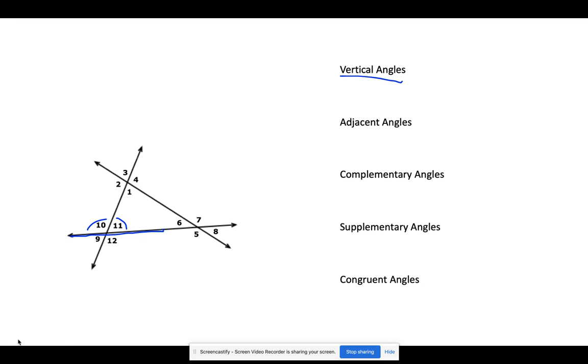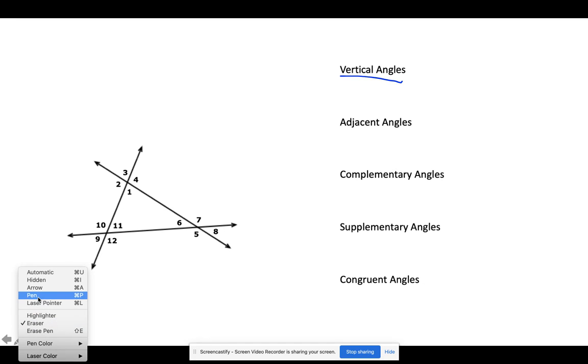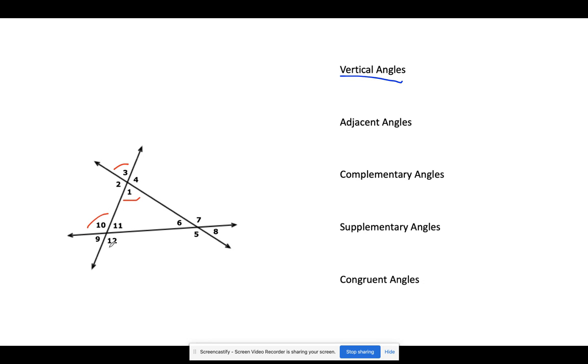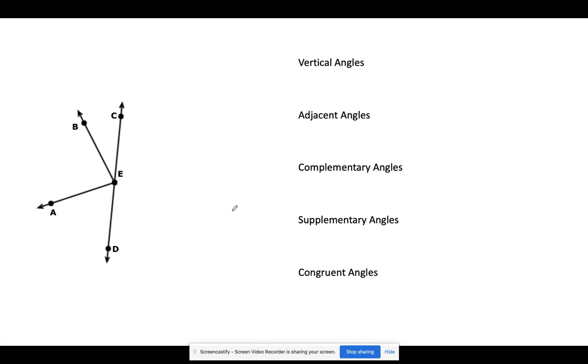There are many, many congruent angles in this diagram, but all the ones that are congruent would also be considered vertical with respect to each other, because vertical angles are congruent. 3 is congruent to 1. 10 is congruent to 12, and so forth. So moving on, here's another diagram that you might see, and it's going to ask again, are there any vertical angles in here?